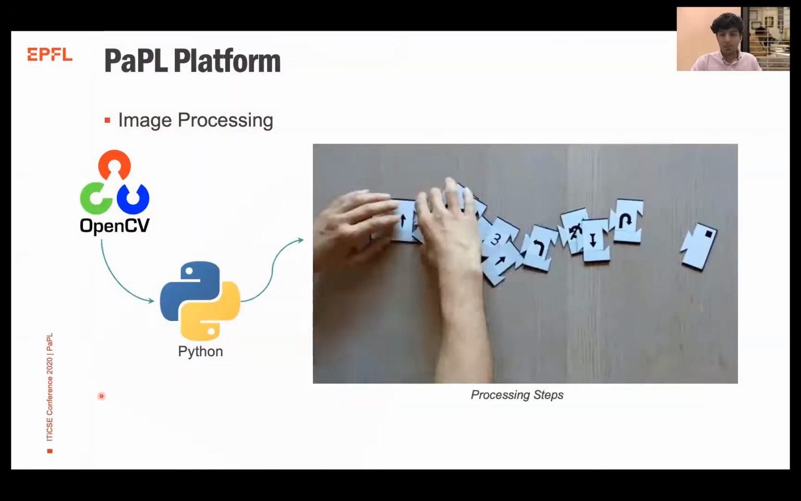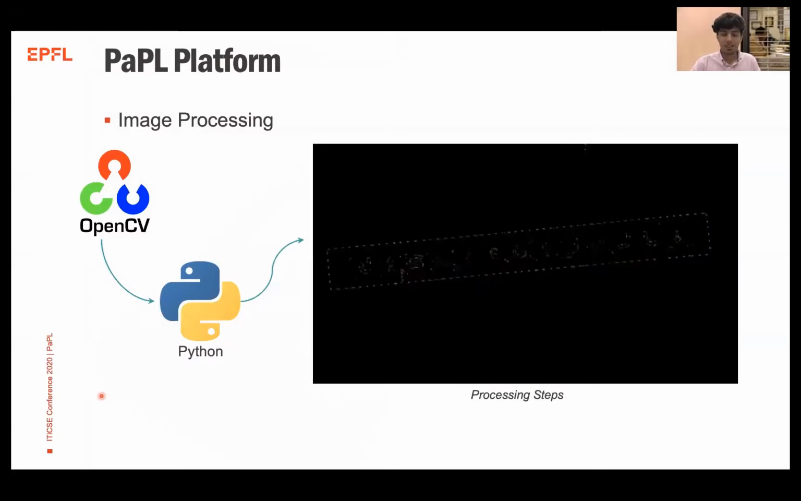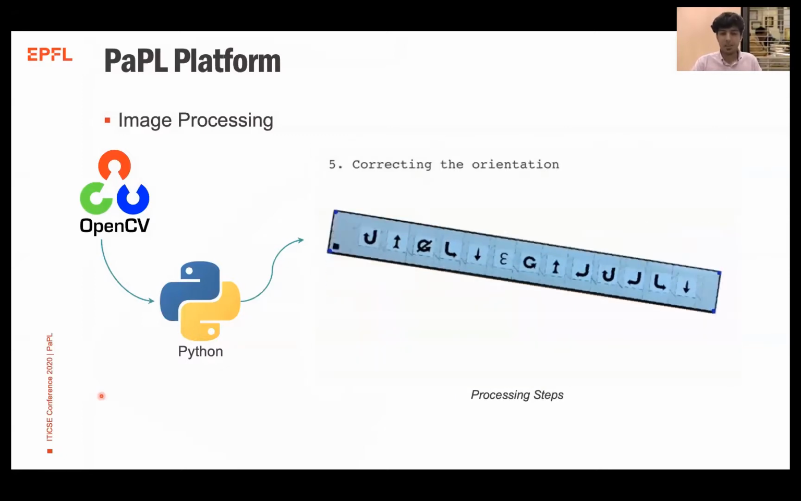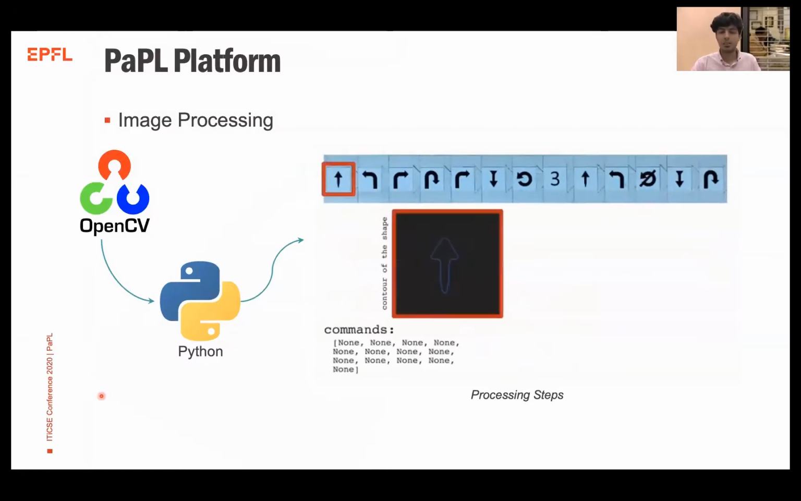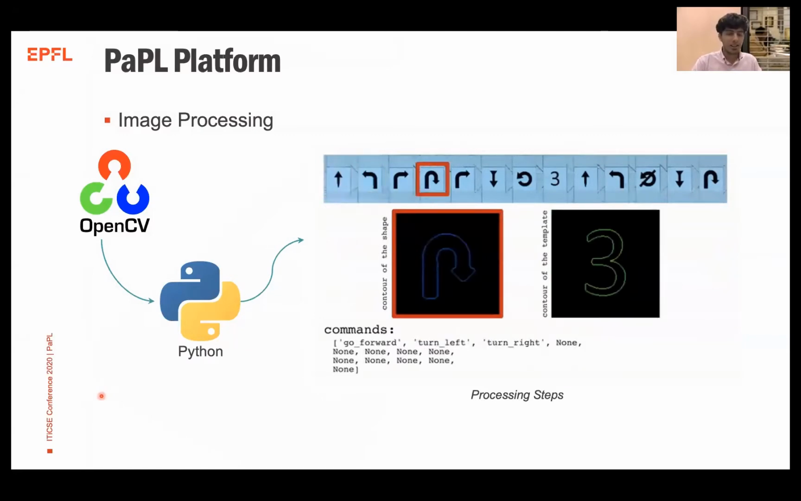On the right, you see the process of identifying the tiles. Basically, the physical tiles are assembled in a sequence and an image of it is taken. The image is then rectified and each individual tile from the sequence is identified from a predefined library. They then form a chain of commands which can be used to control either a virtual agent or the robot. This is done with the help of the OpenCV library for Python.